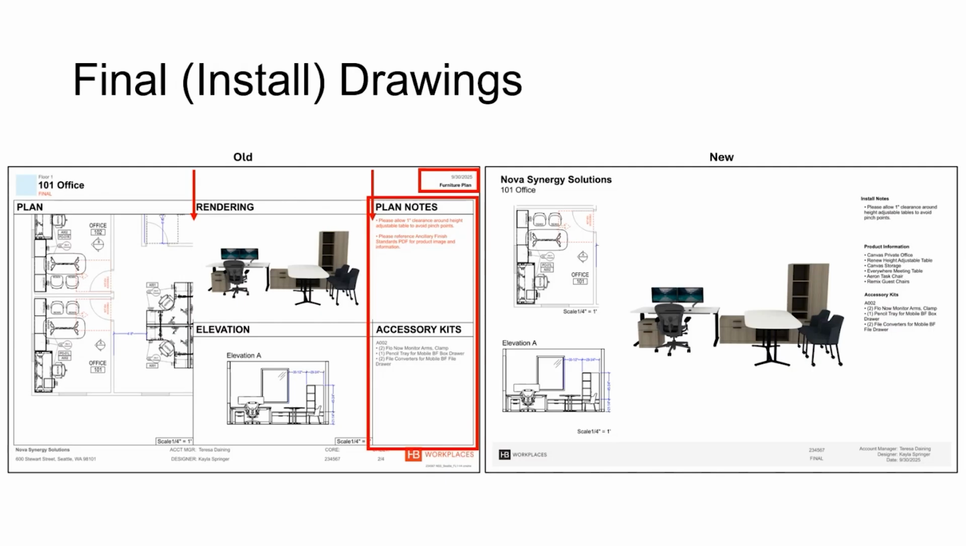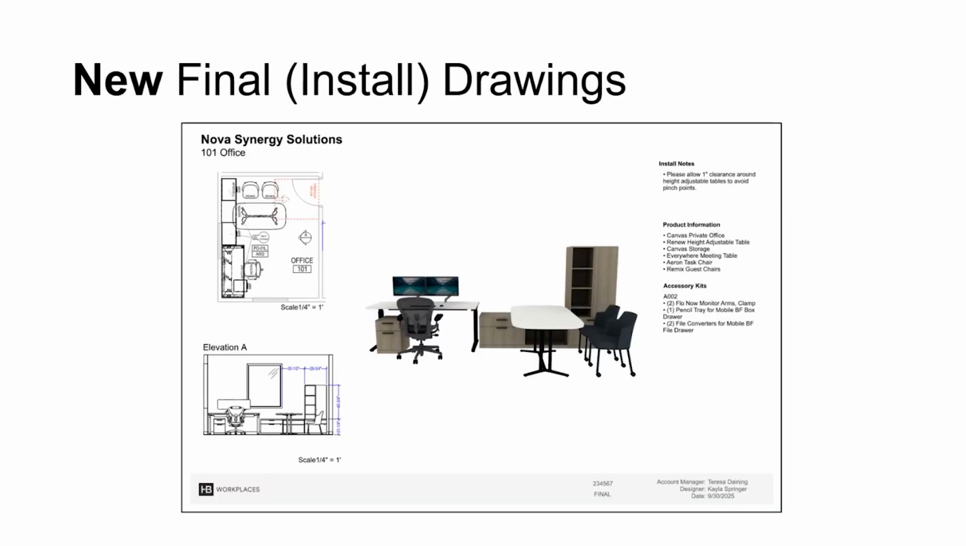So you'll notice the plan notes and then the phase note where it says final are all in red. And I guess we did this just since we thought this is important and we want your eyes to be drawn to it. But again, we just wanted to simplify things, make the layout a little bit easier on your eyes, and really focus on just the coloring of the rendering and the floor plan. So this is where our final install drawings have landed.